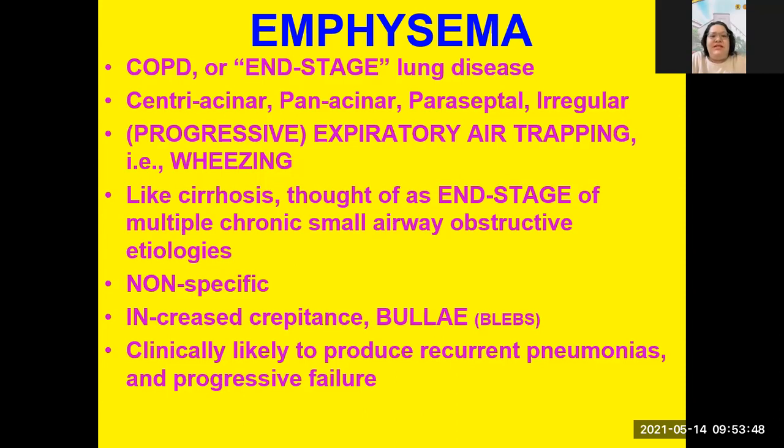With emphysema, like cirrhosis, it is thought of as an end stage of multiple chronic small airway obstructive etiologies, and it's non-specific. A lot of times we relate the cause of COPD in relation with smoking. But you can also have COPD without smoking. If you have a lack of an enzyme called alpha-1 antitrypsin, so people who lack this enzyme, this disease is called alpha-1 antitrypsin deficiency, they will experience COPD symptoms without being a smoker. And this is usually familial in nature, the alpha-1 antitrypsin deficiency.